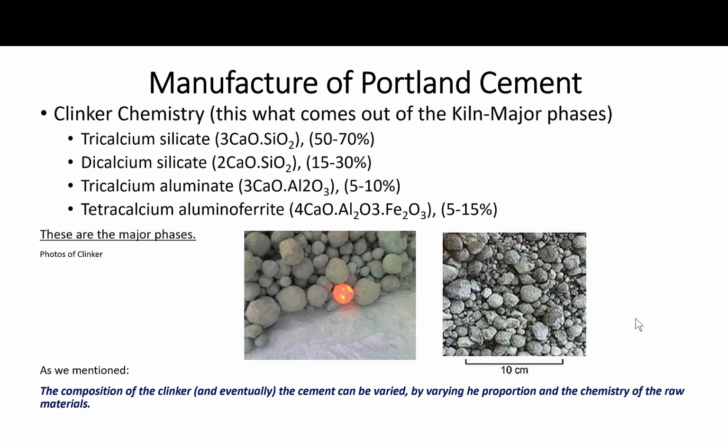Okay, so I'm going to repeat a couple of things. The clinker chemistry and what comes out of the kiln, the major phases, as I mentioned in an earlier slide: tricalcium silicate, about 50 to 70%, dicalcium silicate, 15 to 30, tricalcium aluminate, and tetracalcium aluminoferrite. Again, these are the major phases. As we mentioned, the composition of the clinker and eventually the cement can be varied by varying the proportion and the chemistry of the raw feed.